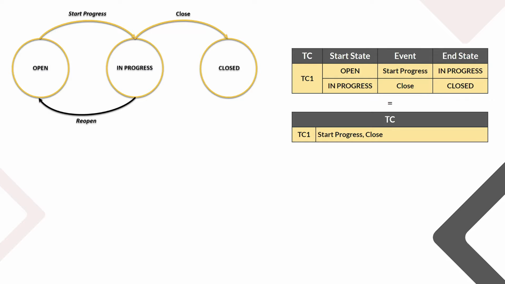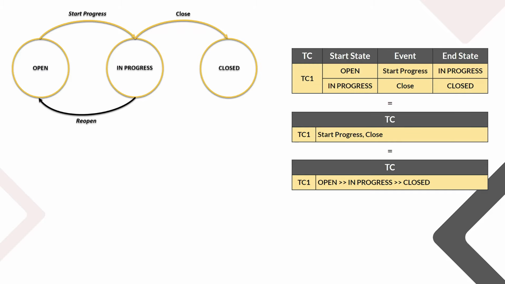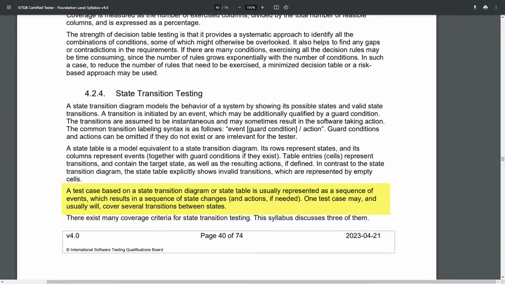Another example of a test is where the steps are only state names, separated by arrows or commas. Again, this is an example of the same test covering two transitions. The first transition from open state to in-progress state. The second transition from the in-progress state to the closed state. That's all for the paragraph about test cases. Let's move to the next paragraph.